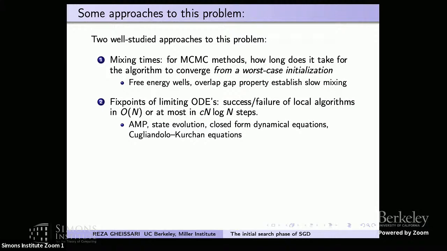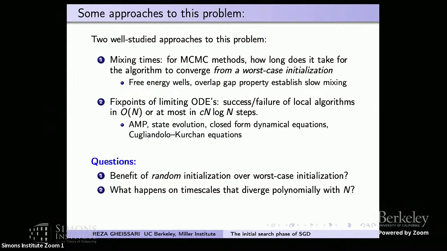And so what I want to talk about is answers to the following two types of questions. Are there situations in which a random initialization really gives you an advantage over a worst case initialization? Maybe these overlap gap properties can even tell you about a worst case initialization within a subset of your space, where even starting near zero correlation, it might still be that a random initialization does better than the worst point with zero correlation. So that's the first question.